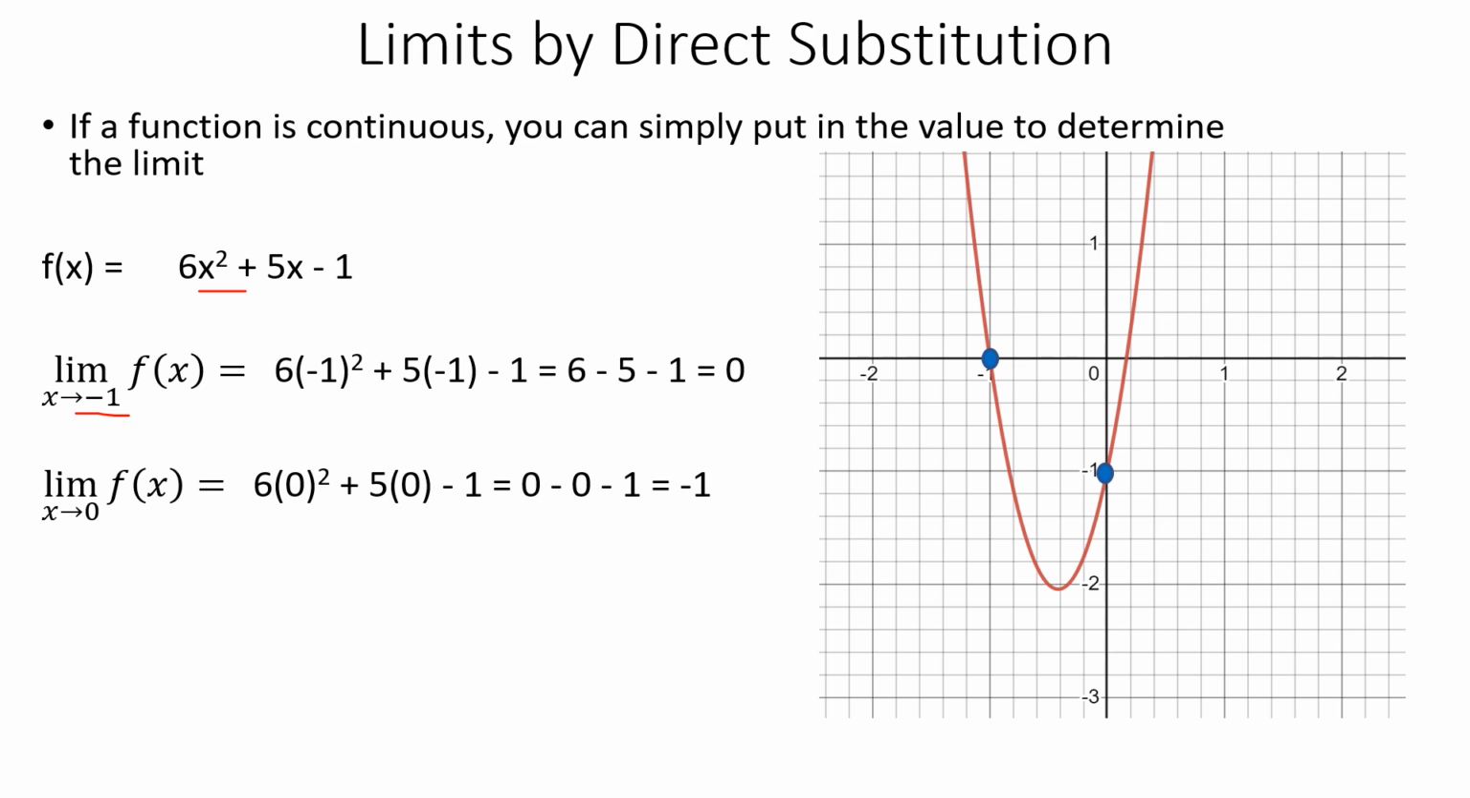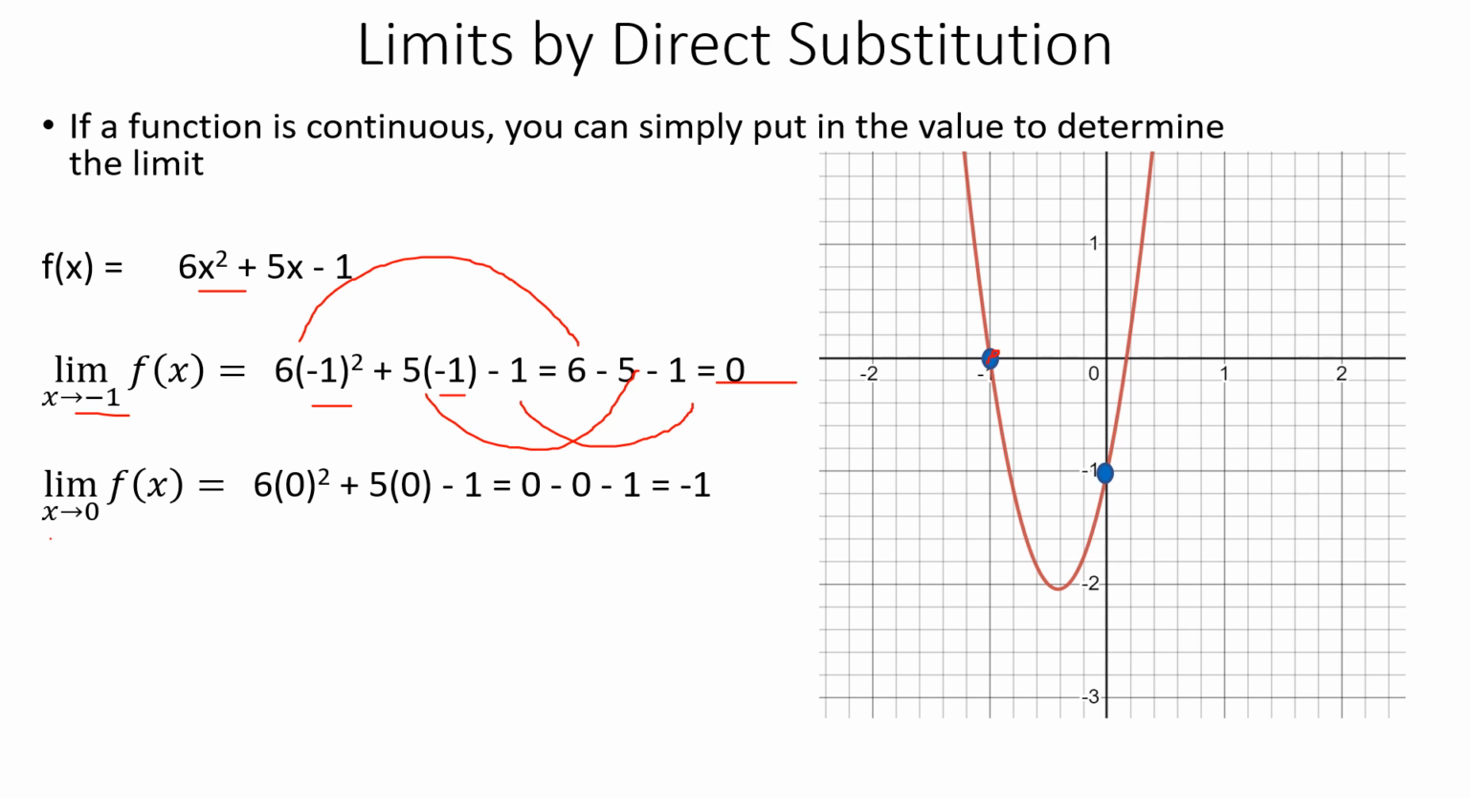Here's x squared, and if x approaches -1, -1 squared is 1. 6 times 1 is 6. Now I put x here, -1. 5 times -1 is -5, and I still have -1 left over. 6 minus 5 minus 1 is 0. And when I put in -1 for my x, you can see it lands right on 0.